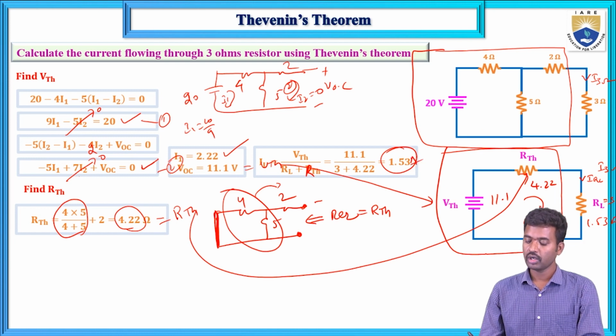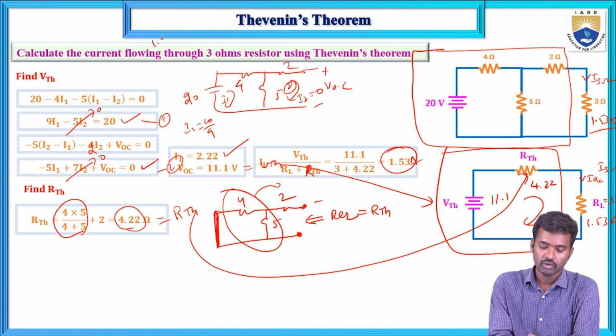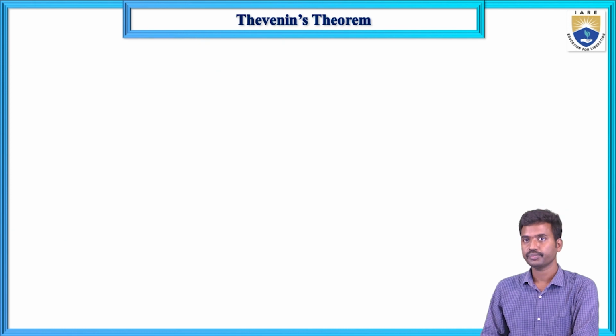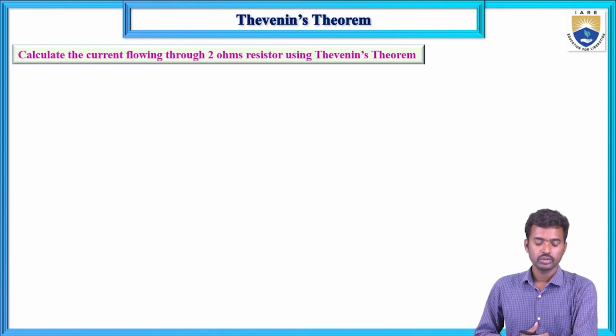Now from the Thevenin's theorem statement, this circuit current equals 1.53. The current flowing through the 3 ohms resistor using Thevenin's theorem is 1.53 amperes. Now third question. Third problem: calculate the current flowing through the 2 ohms resistor using Thevenin's theorem.